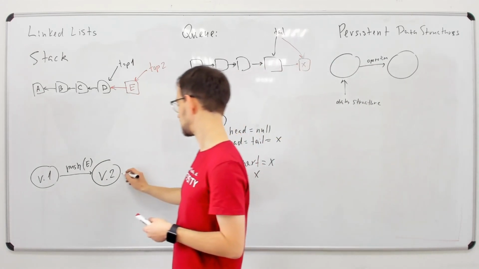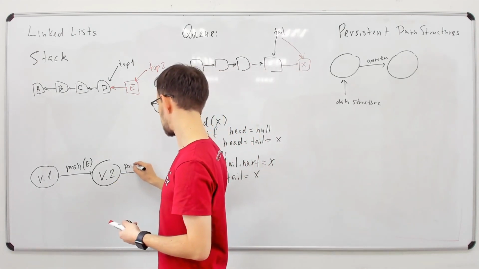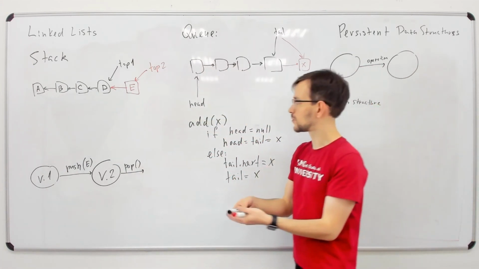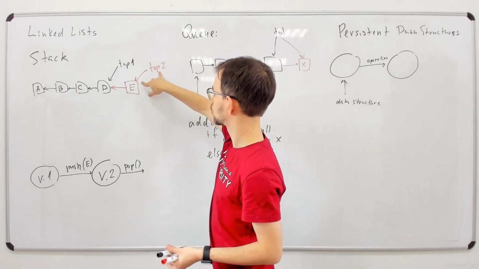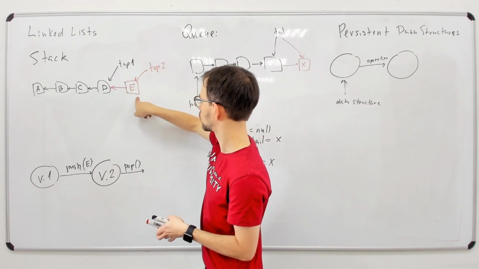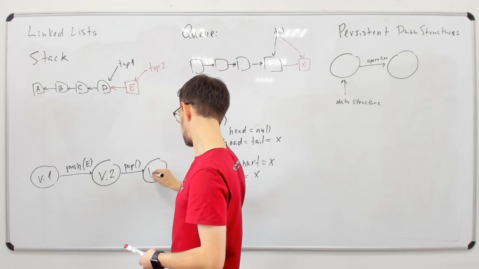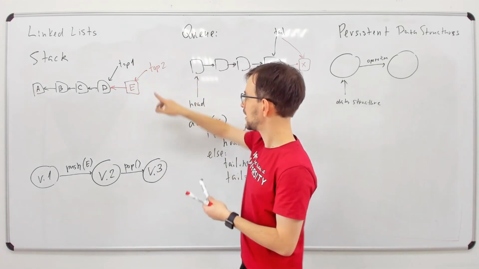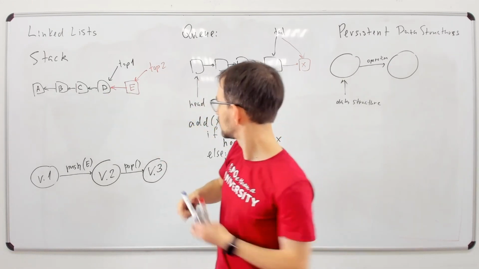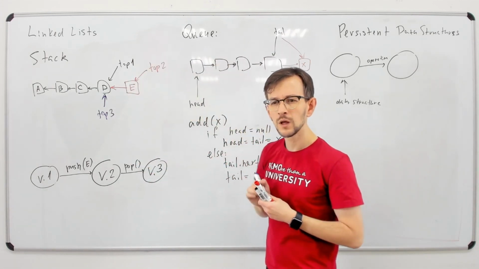Let's have some more operations. You start from this version 2 and then pop this element. What happens when you pop an element from this stack? You simply move the top pointer to the next element in the list, back to this element D. Let's call this version 3. In version 3, we have the same stack, but the pointer to the top element points here. Okay.